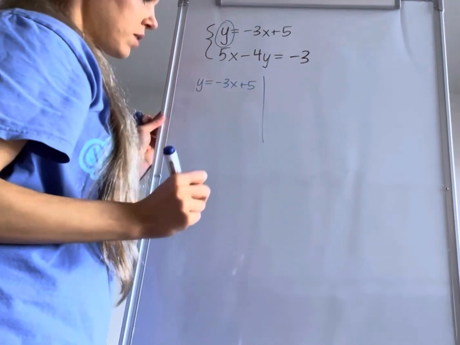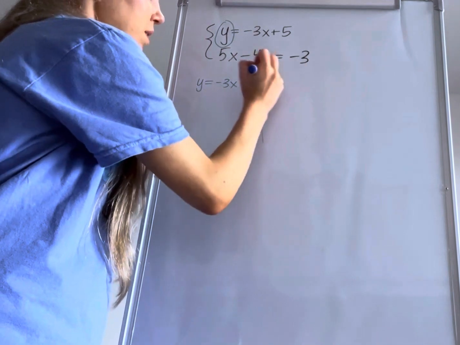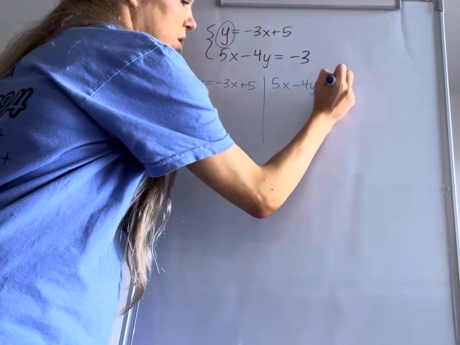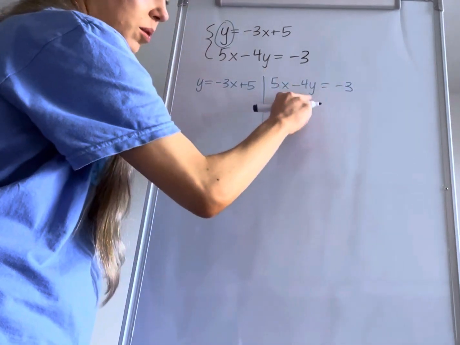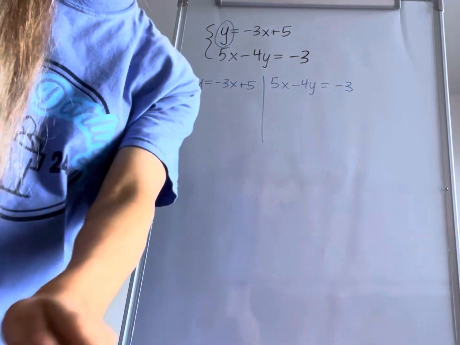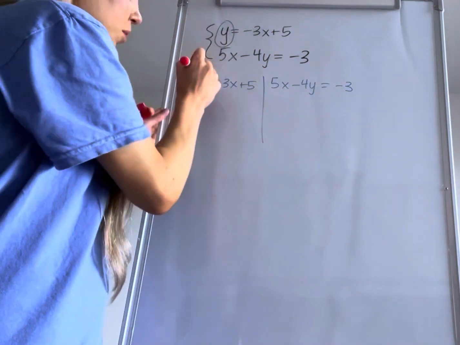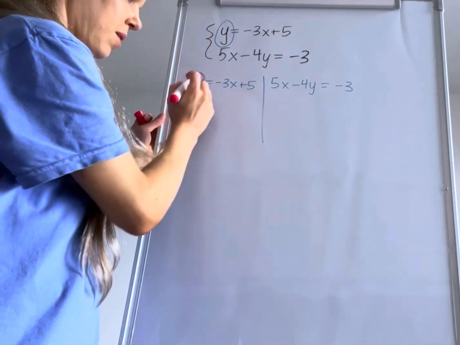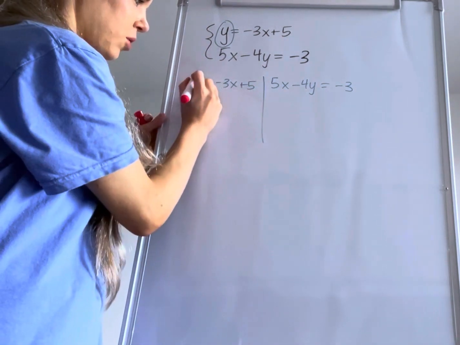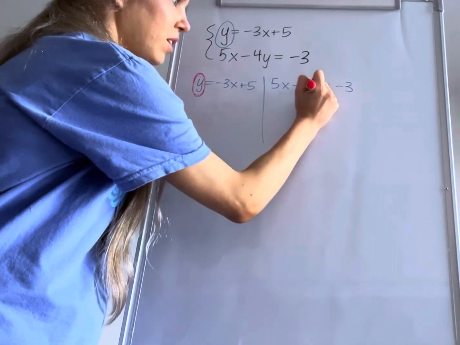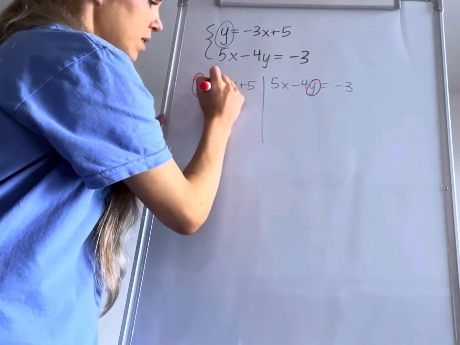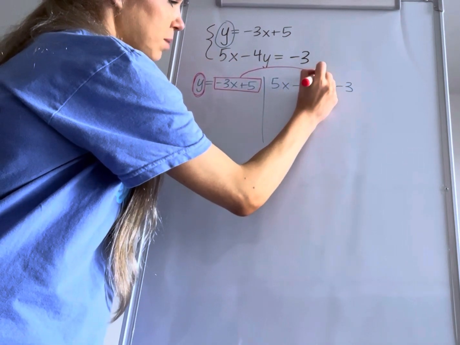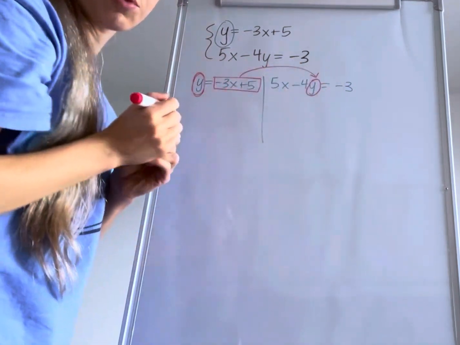I put that on the left side of the column, and then on the right side of the column, I put the second equation, which is in standard form because the variables are together on the left side. And so whatever variable is being solved for, he's like the player getting subbed out of the game. Okay, so just like in basketball, you're subbing out y, and here he is in the game. And so his substitute is negative 3x plus 5. And so negative 3x plus 5 is going into the game for y.